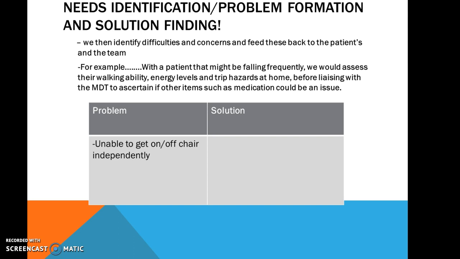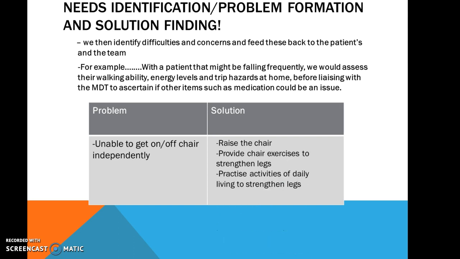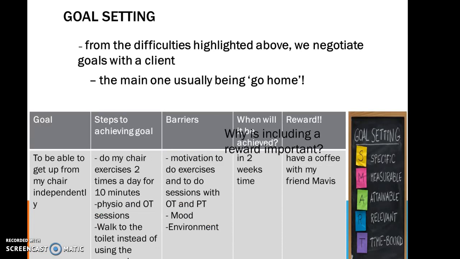So this is just an example, but a problem might be they're unable to get on and off their chair independently, and the solution is you might raise the chair, you would provide chair exercise to strengthen the legs, and you might practice activities of daily living as well. So you'd move on from there.